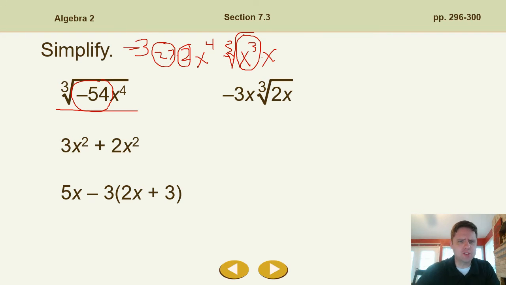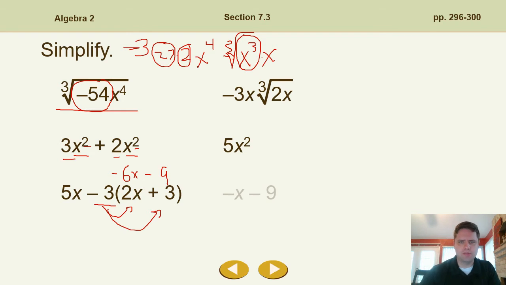What about this next one? 3x squared plus 2x squared. Well, here, as long as these match each other, they have the same power that they're being raised to, we can just add the coefficients. So 3 plus 2 is 5. So we get 5x squared. And on this last one, notice that here we have to distribute this negative 3 into both of these. So when we do that, we would get a negative 6x and a negative 9. And then when we add these together with this 5x to start, 5x minus 6x is a negative x, and then we have negative 9. So negative x minus 9.